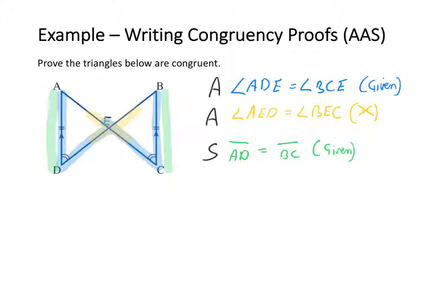So now that I've got my 3 lines of working, I need to finish with writing off a congruency statement. So therefore, triangle AED is congruent to triangle BEC. And remember, they need to be in the same order for both triangles. And I finish off by writing the rule AAS as the reason I know those 2 triangles are congruent. So that is an example of how to write a proof to prove that 2 triangles are congruent using the rule angle, angle, side.